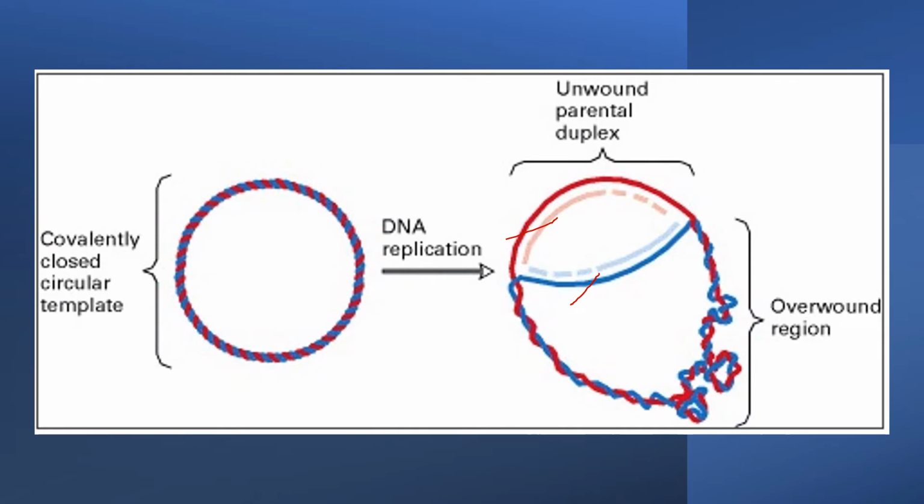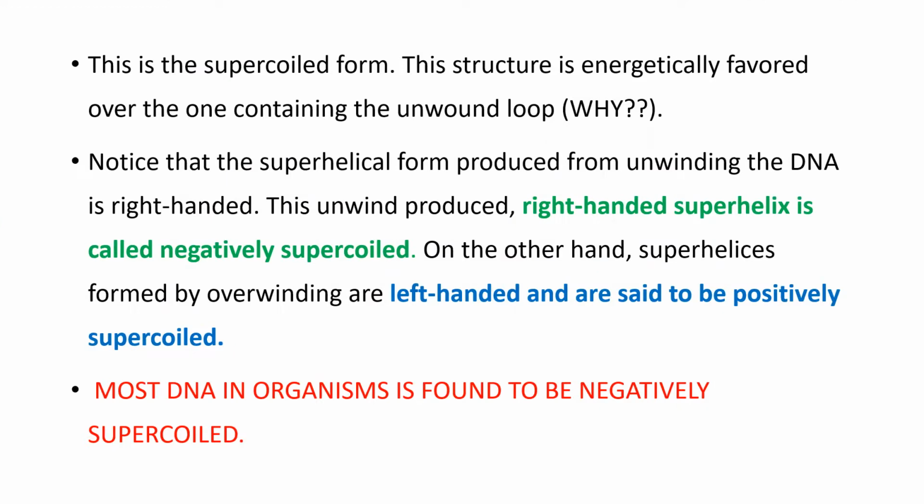Is it clear? So this is the pattern of how the DNA molecules are supercoiled and how they relieve their stress. This is the supercoiling stage of the DNA molecules, and this structure is energetically favored over one containing the unbound loop. Why?